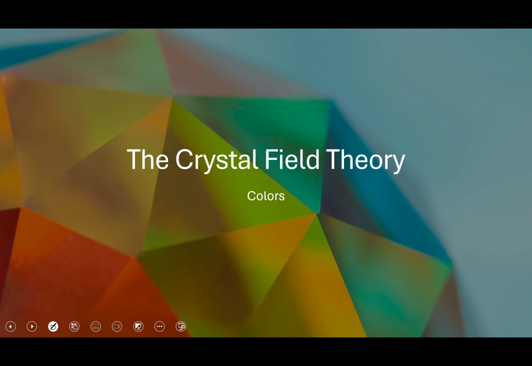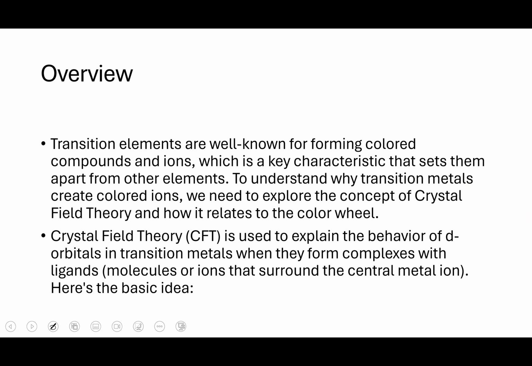All right. So, crystal field theory. An overview now. So, transition elements, we know that they are known for creating colored compounds and ions, right? That's one of the best characteristics. Now, to understand why they have colored compounds, we have to understand a little bit of crystal field theory, right? So the CFT is used to explain the behavior of d orbitals when they interact with ligands. That's all it is. We're just using it for understanding how the d orbitals behave with ligands.